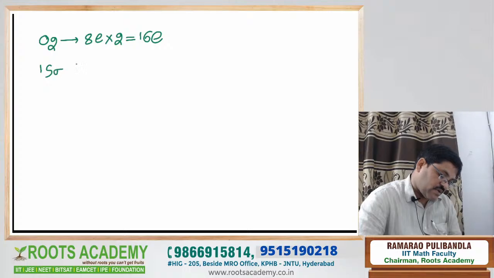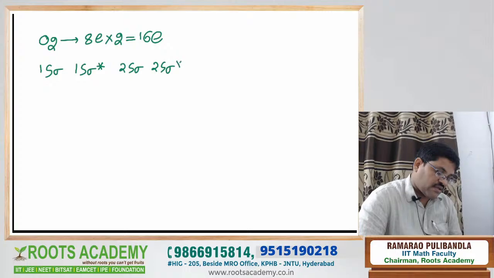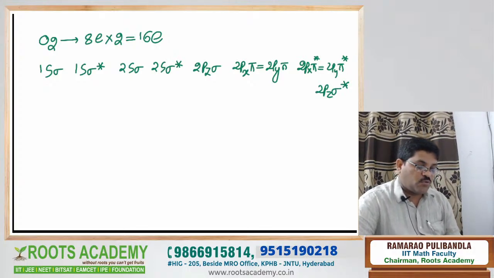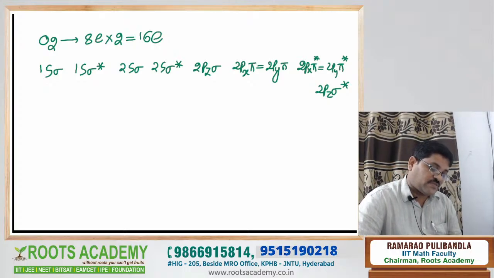In increasing order of energy: 1s sigma star, 2s sigma star, and next 2pz sigma, 2px pi equal to 2py pi. Now again, 2px pi star equal to 2py pi star, and you get 2pz sigma star. In the case of O2 gas, the 2pz comes on the front side. Why 2pz is written in front comes from the objective part. For IPE classes, there is no need to explain why 2pz is written first.